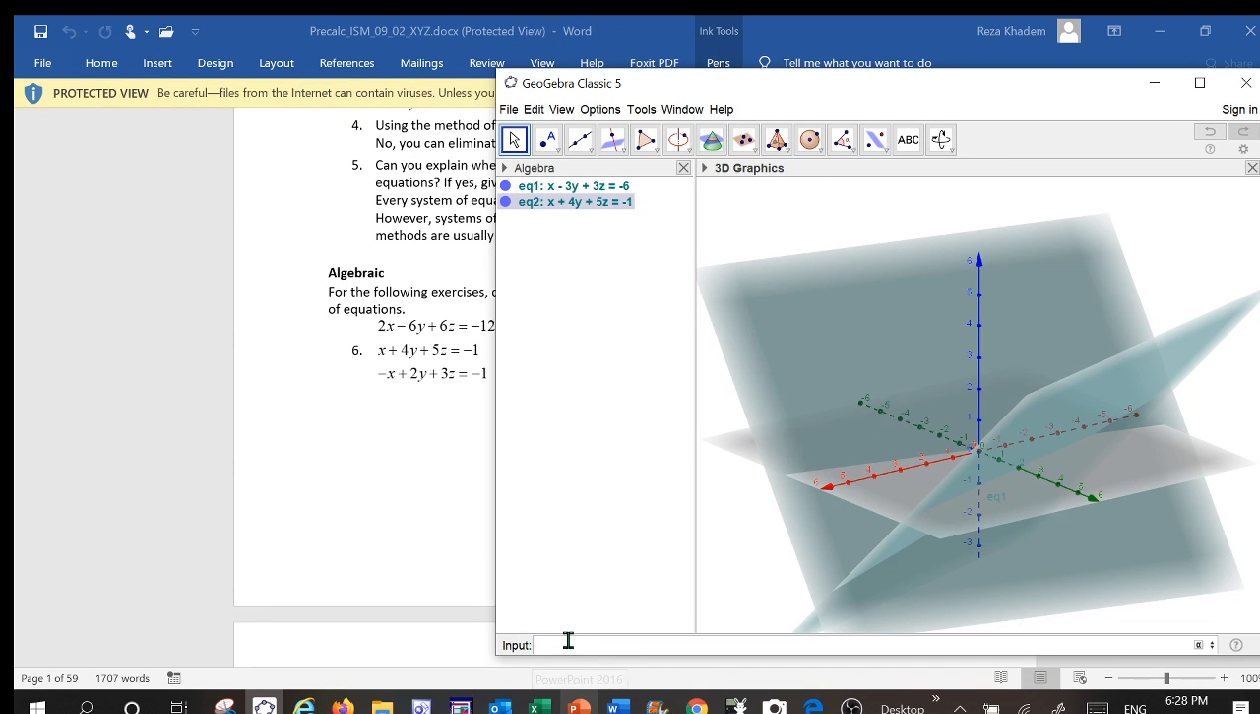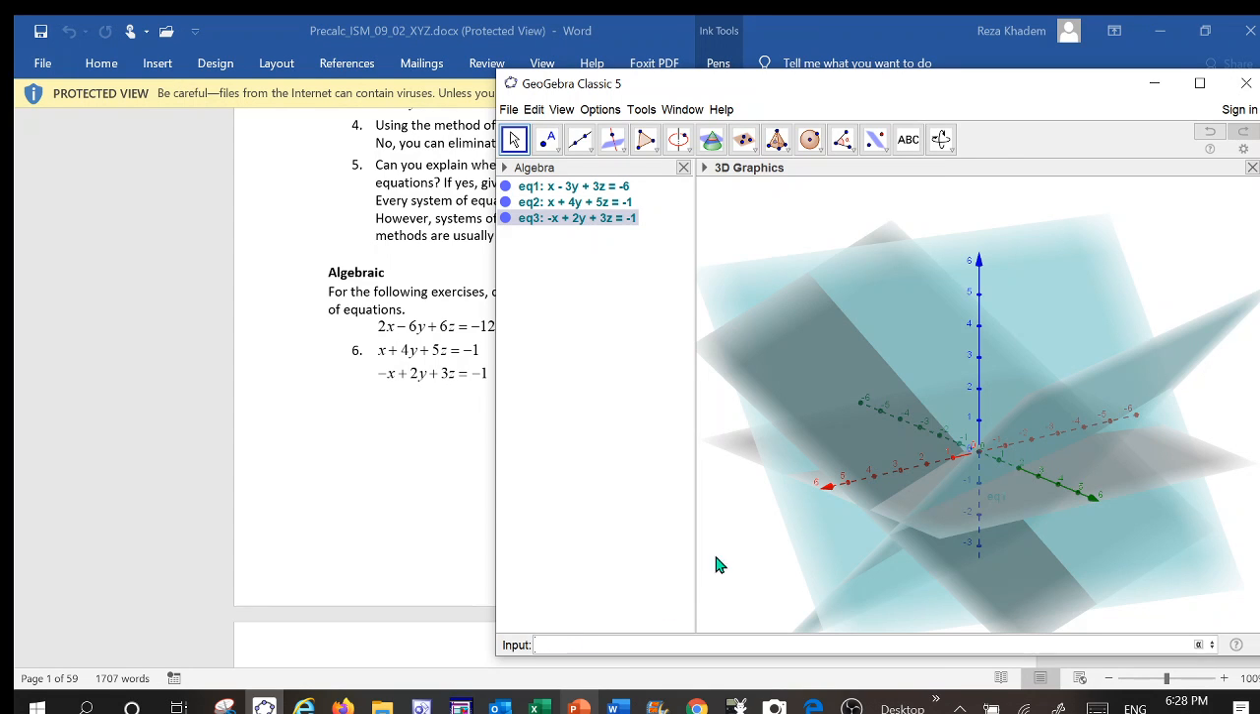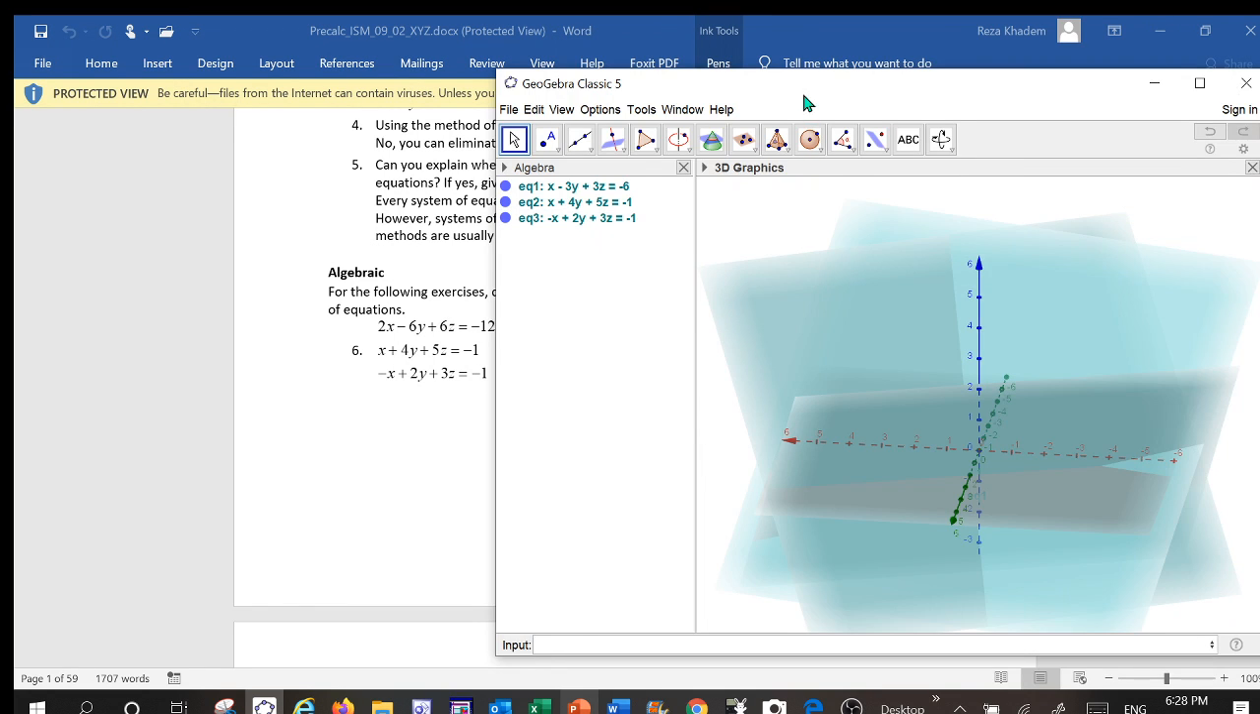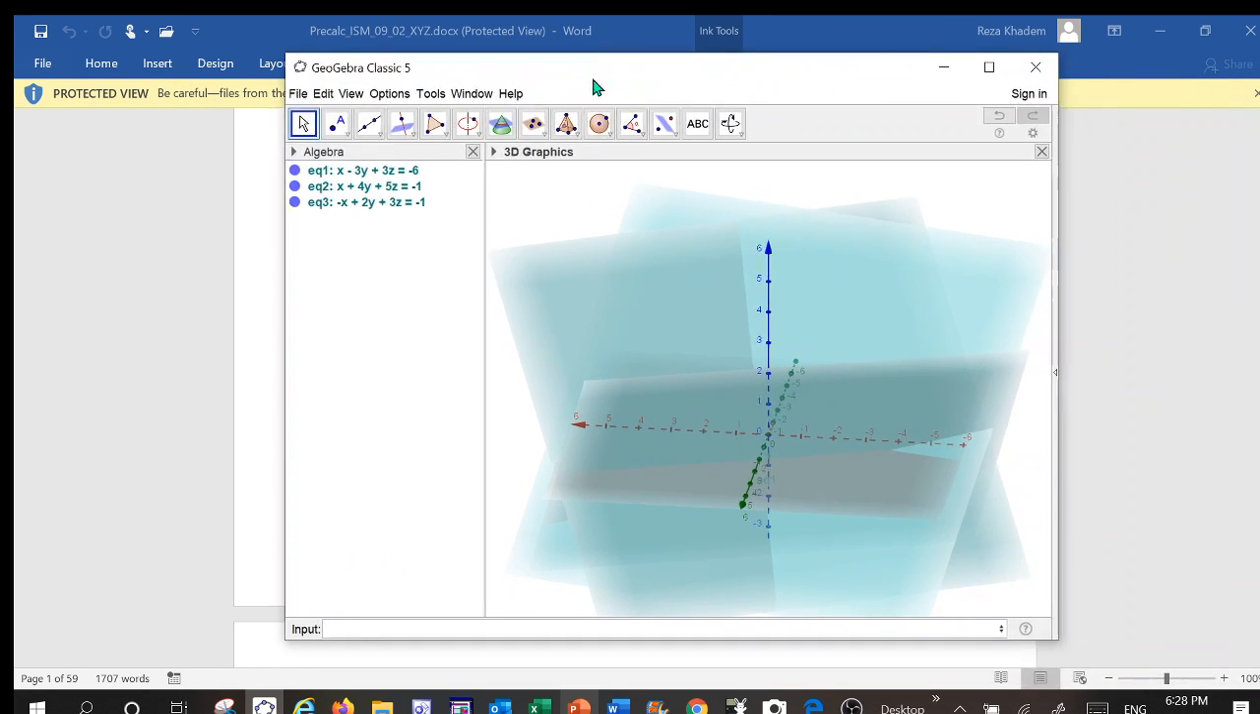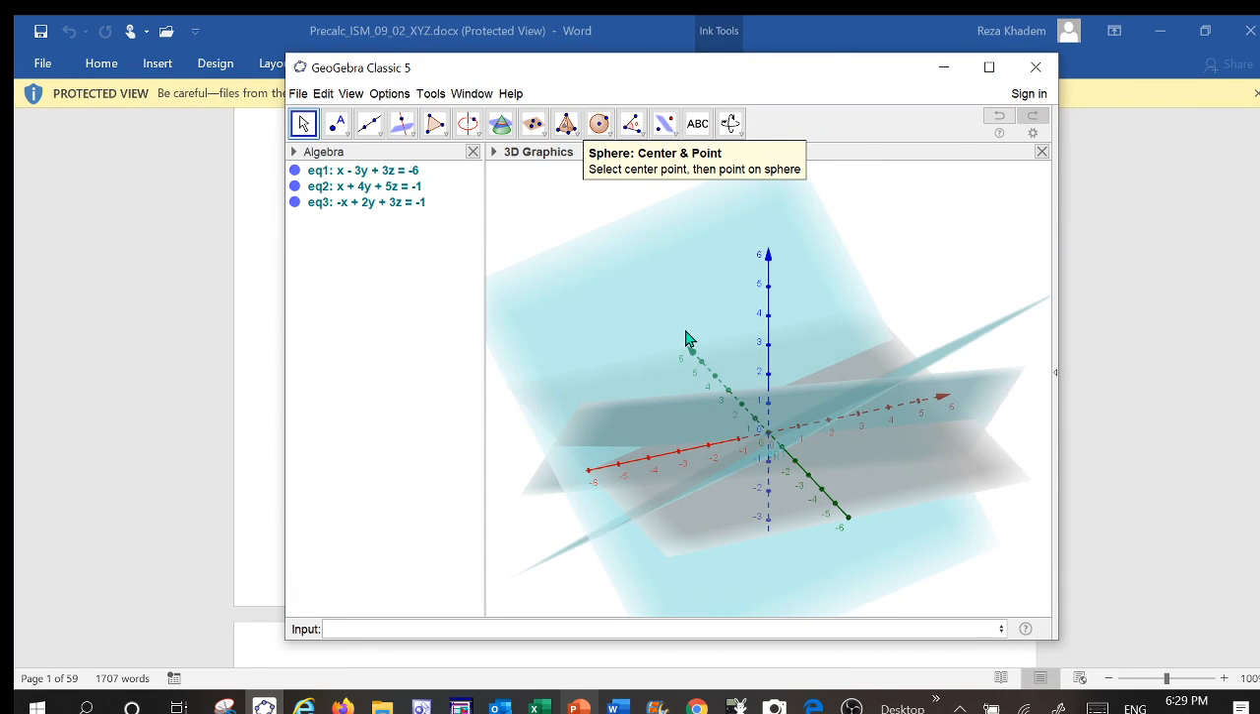And then the last one is negative x plus 2y plus 3z equals negative 1. There. So notice that this solution here, which is 0, 1, negative 1, is basically where these three planes intersect.